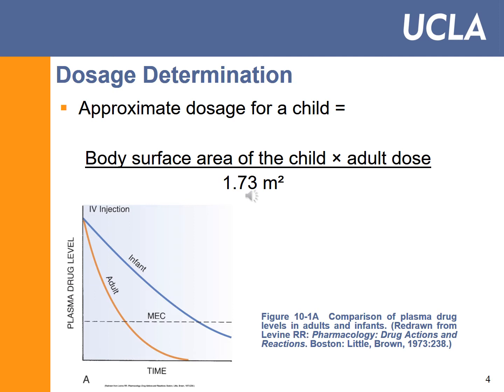And here you see two curves on this figure: the plasma drug level of an adult and an infant after IV injection of the same drug. You see that the concentration of the drug in the infant remains longer in the system than in the adult. And so that's why you have to adjust the dose in children.